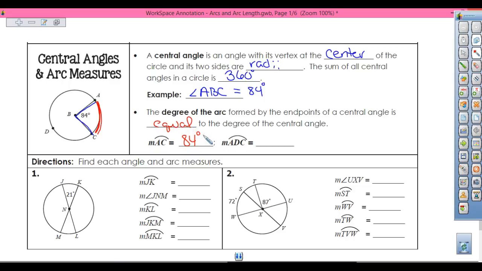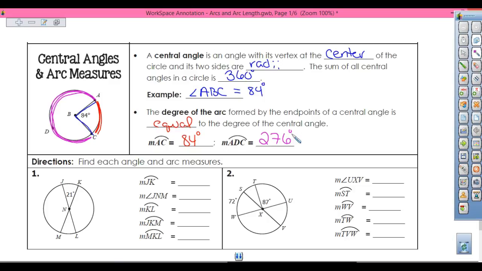Anytime they're asking with two letters, it's going to be less than 180 degrees, right? If there's three letters, A, B, C, that means they are asking for this big arc right here. Well, if the whole thing's 360 and this part's 84, what's this part going to be? 276 degrees.